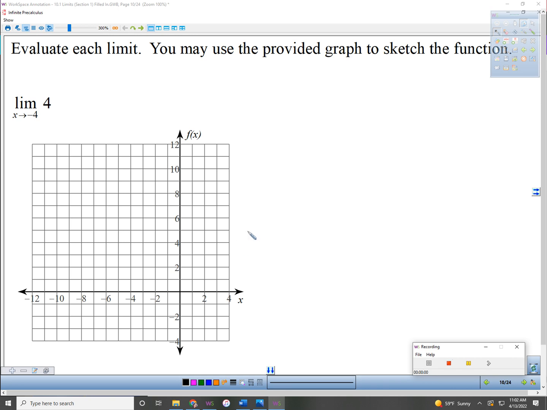All right, so we're going to discuss how to find the limit graphically. We're going to do a few where we have to graph, and then we'll do some where the graph is already provided.